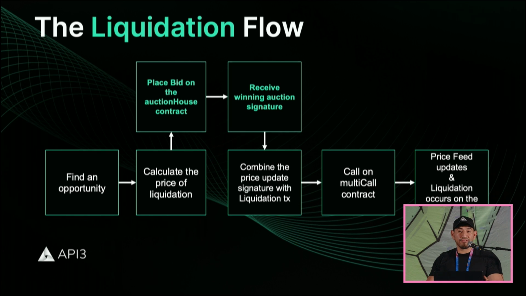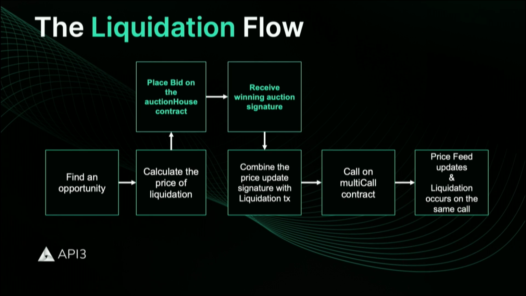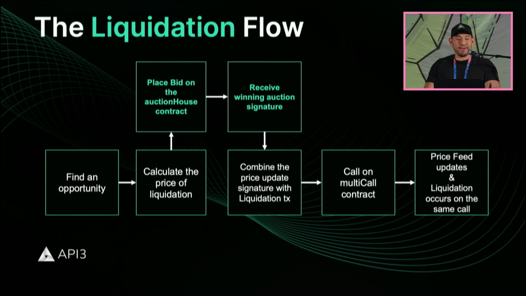So here's the quick liquidation flow using the OEV network to see where it works in place. This is a very high-level bird's eye view of how it works, and then we'll get a little bit deeper. But first, you find an opportunity, right? And then once you find that opportunity, you have to calculate the price of liquidation. Now we know what that price is.